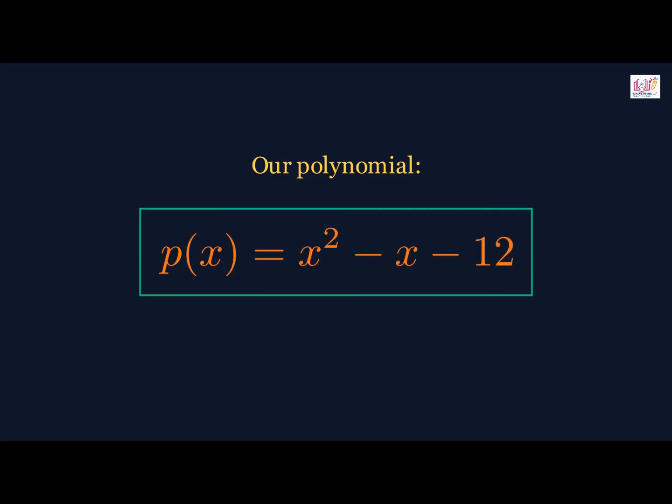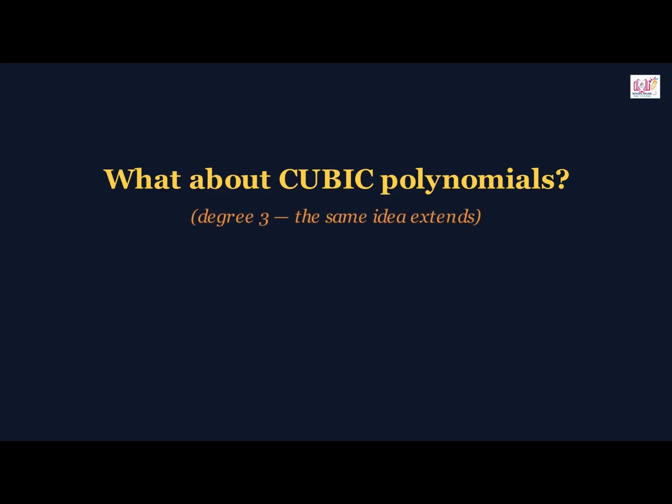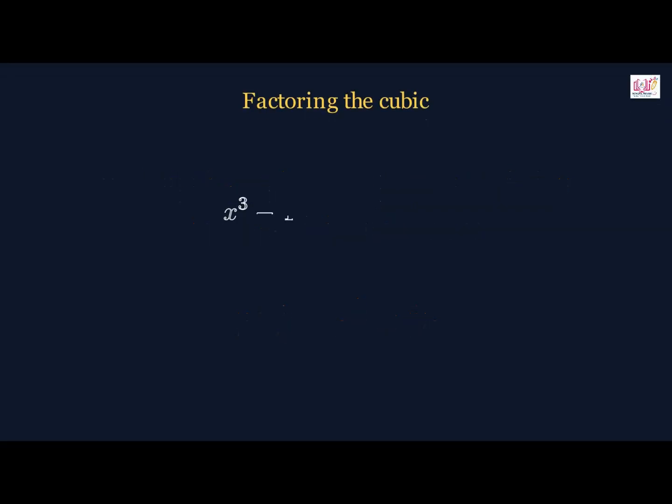P of x equals x squared minus x minus 12. Built directly from the given zeros. What about cubic polynomials? Polynomials of degree 3? The same idea extends, with one extra term. Consider P of x equals x cubed minus 4x.